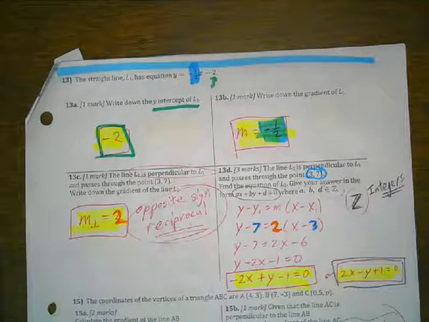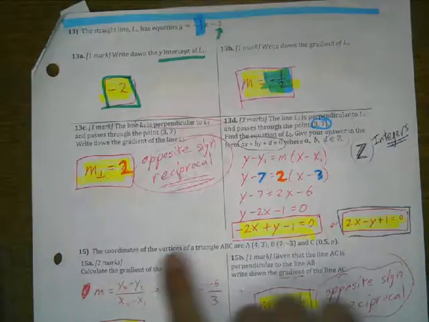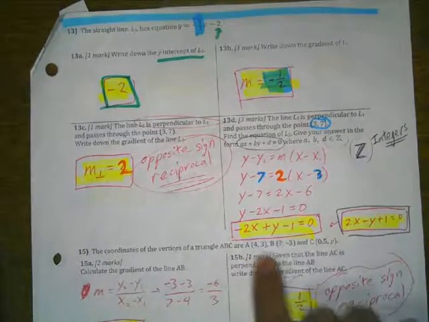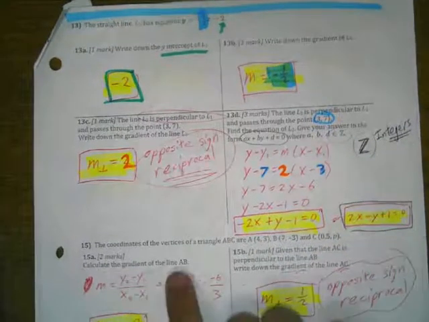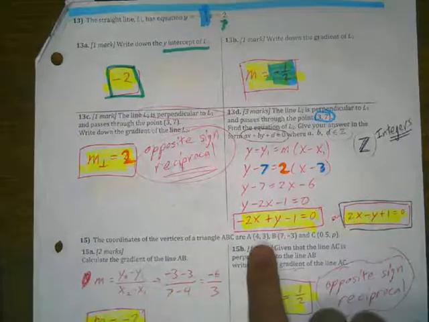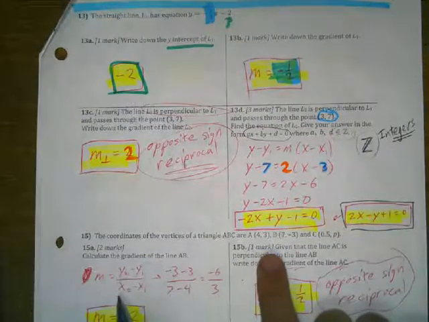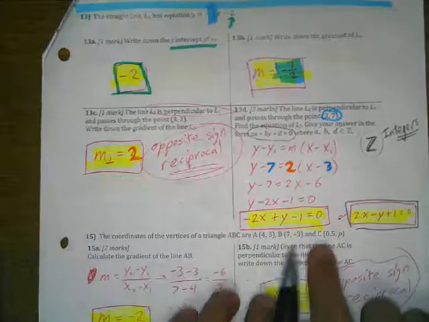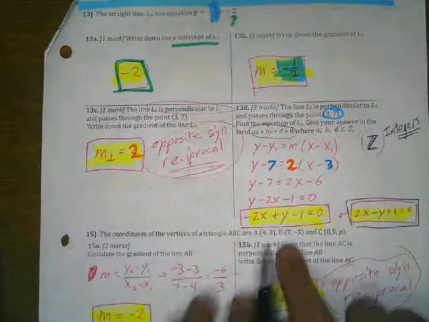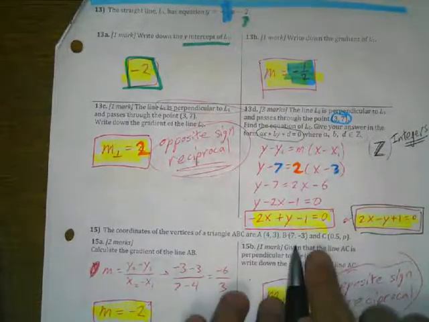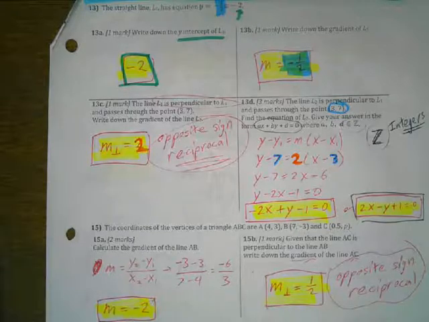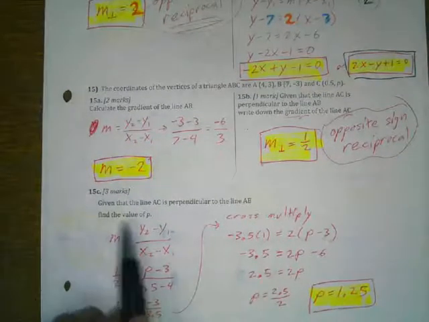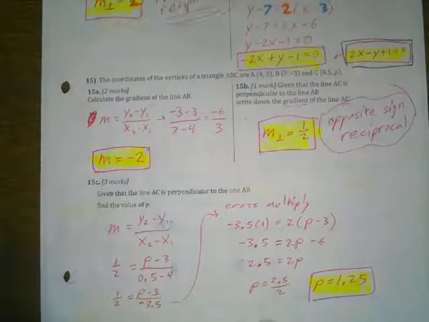Okay. Next problem. We've got the coordinates A(4, 3), B(7, -3), C(0.5, p). Find the slope of AB. So I take change of y over change of x. So the y values, we got -3 minus 3 divided by 7 minus 4. Okay, that simplifies to this. Perpendicular slope, reciprocal, and opposite sign. Okay, you might want to hit pause if you need to copy this down.